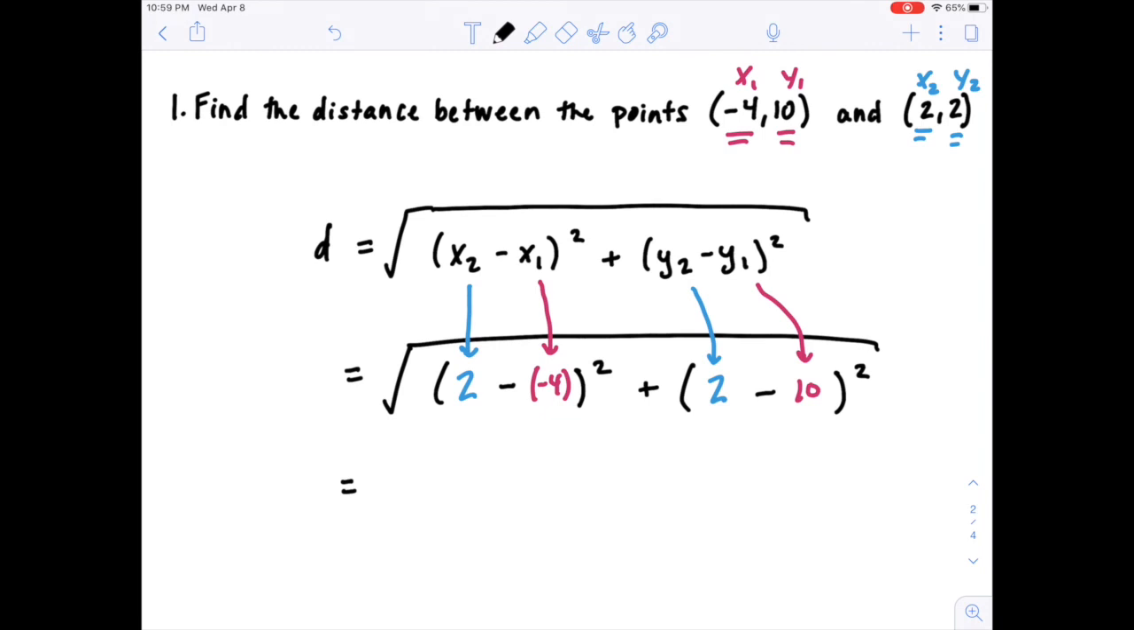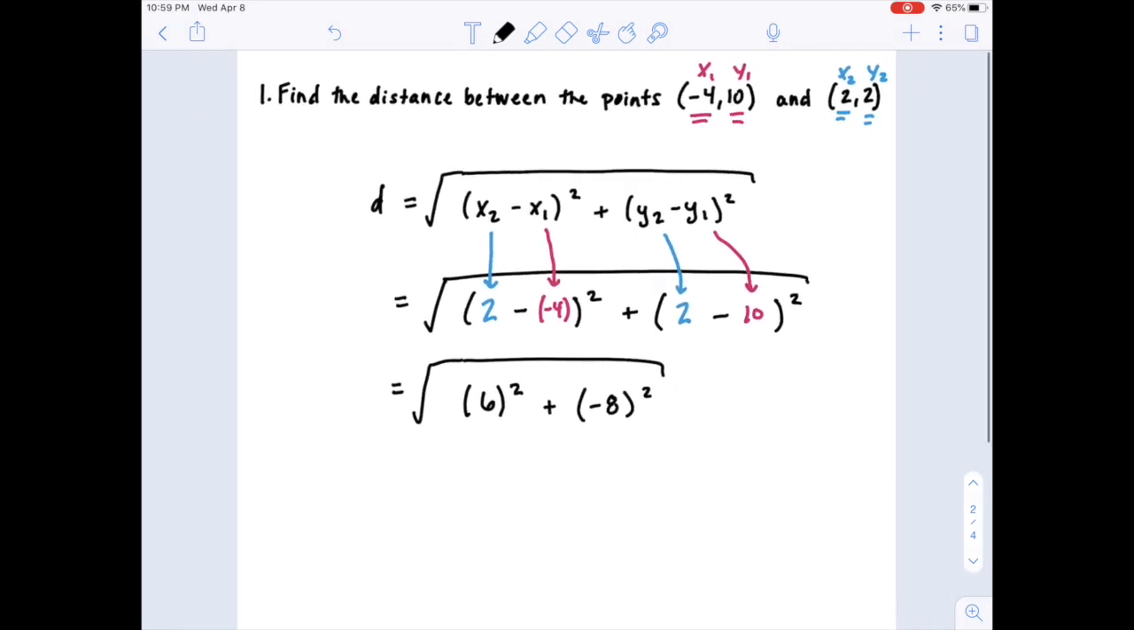So let's see, big square root, 2 minus negative 4. I'm subtracting a negative, that's the same as adding a positive, so this becomes 2 plus 4, which is 6. And then 2 minus 10, that's negative 8. So just simplifying slowly.